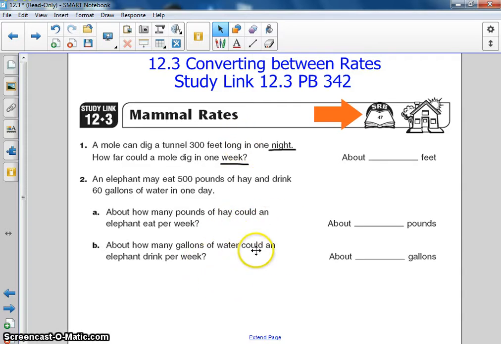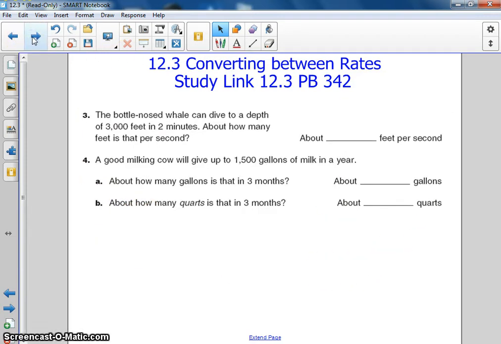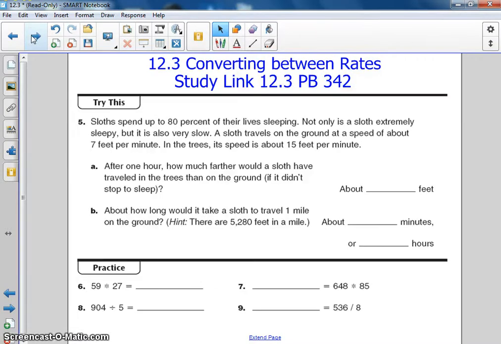How many gallons could they drink in 1 week? Well, if you drew your rate tables out, which I hope you did in your writing here, okay, you would know that there are 500 times 7, it would be 3,500 pounds. But this one, 60 times 7, 6 times 7 is 42. So 60 times 7 would be 420 gallons. Okay? Try these on your own. Pause it and try it.